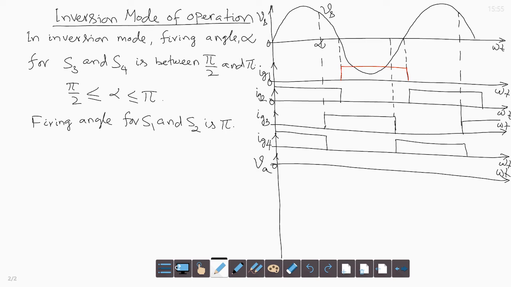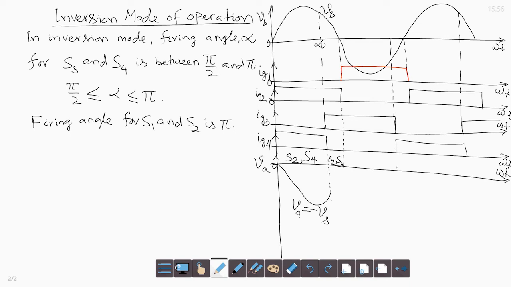VA. So between 0 and alpha, within that interval, switches conducting are S2 and S4. So S2 and S4 means it is a power on period. So output voltage is minus of Vs. VA equals to minus of Vs. Between pi plus alpha and pi, switches conducting are S2 and S3. So S2 and S3 is the freewheeling mode. So output voltage is 0.